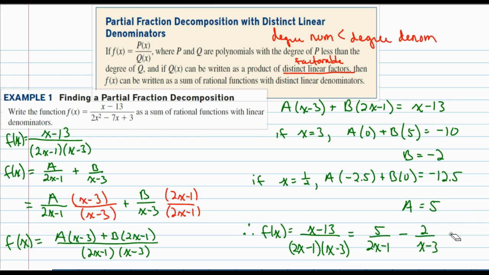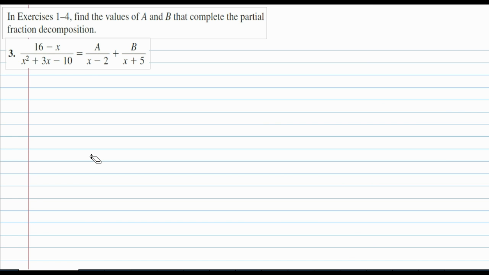Now try problem number 3 already gave us the initial setup because it told us that the rational function can equal a over x minus 2 plus b over x plus 5. So they already gave you the factored denominator and the two constants. All we need to do is set up the expression to help us solve for a and b with a common denominator. So 16 minus x on the left side would equal a times x plus 5 plus b times x minus 2, after finding the common denominator of this rational function, or combining it into one rational function.